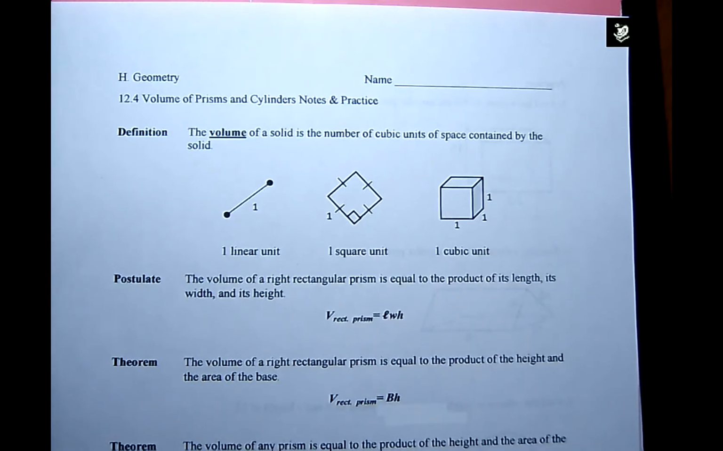So 12.4, we're going to focus just on the volume of prisms and cylinders. A lot of this you can read through. I'm just going to add in a couple little notes here and there. I think you all already know that the volume of a solid is the number of cubic units of space contained by the solid.